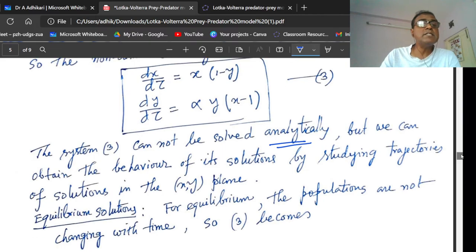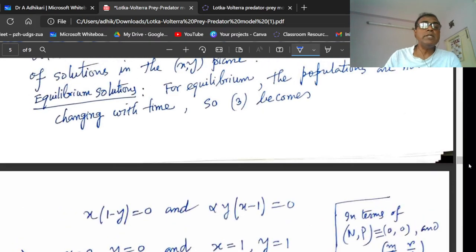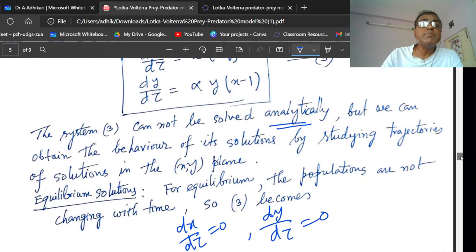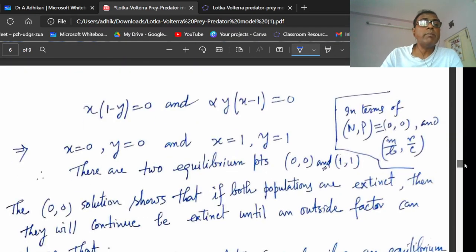So dx/d tau equals 0 and dy/d tau equals 0 for the equilibrium solution. For the equilibrium solution, where x and y do not change with time, we call it the equilibrium solution or steady state. So from dx/d tau equals 0 and system 3, we have x(1 minus y) equals 0, and from the second equation, alpha y(x minus 1) equals 0.